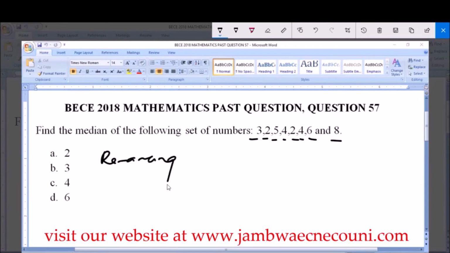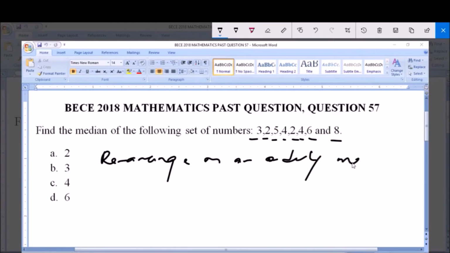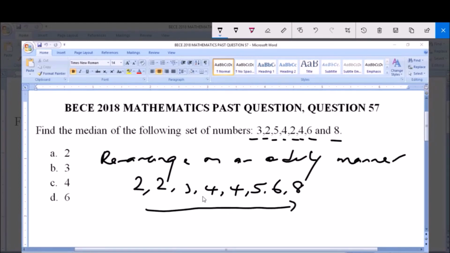We rearrange them in an orderly manner, that is from the lowest to the highest. Now we start with 2, since 2 is the lowest here, so we have 2, we also have another 2, then we have 3, we have 4, another 4, we have 5, 6 and finally 8. Now we've arranged them successfully in an orderly manner. Now for us to find the median, we look for the number which is at the middle. Now let's count. We have 1, 2, 3 and we have 1, 2, 3. Now the middle numbers here are these two 4s.